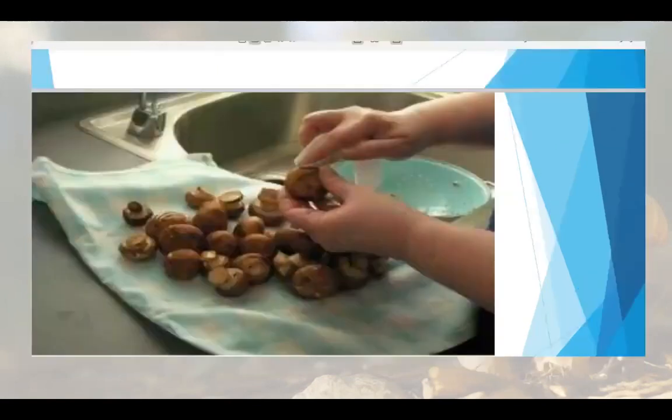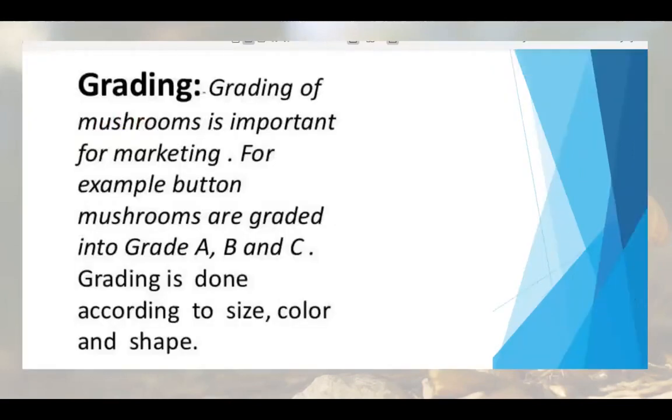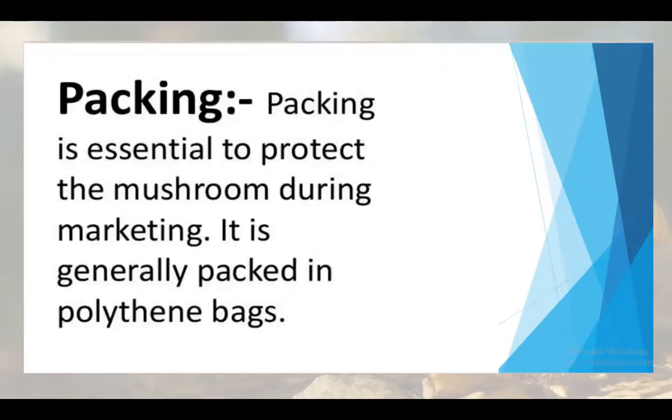And after this, see, this step, they are drying the mushrooms. After washing, they are drying the mushrooms, and grading. Grading is separation, A, B, and C grading. Grading is done according to size, color, and shape. If it is very good in size, color, in all the parameters, it will be categorized in A, and then the next level is B, and then poor quality will be C.